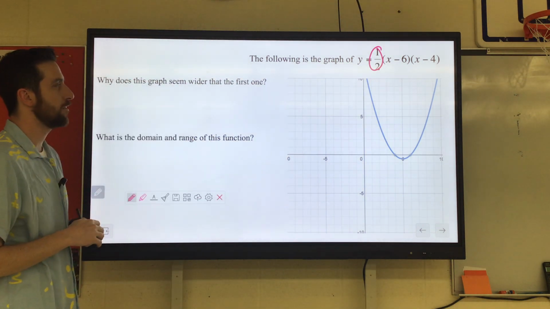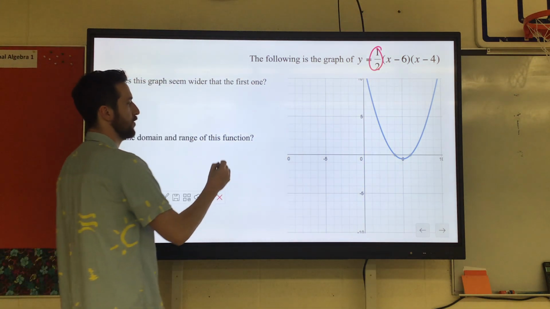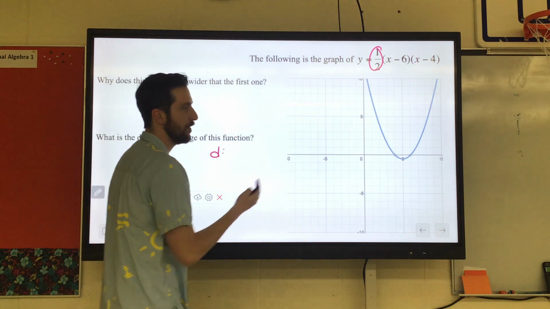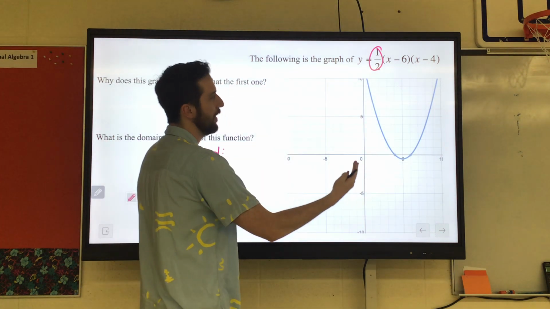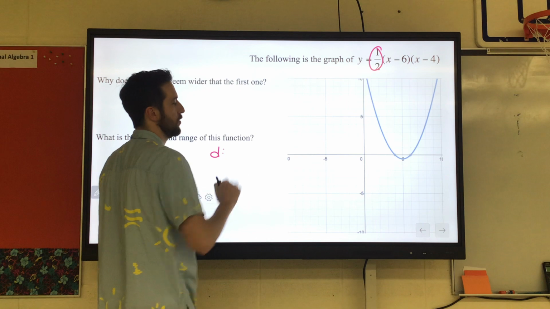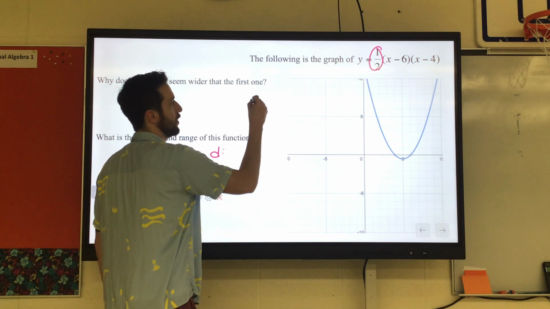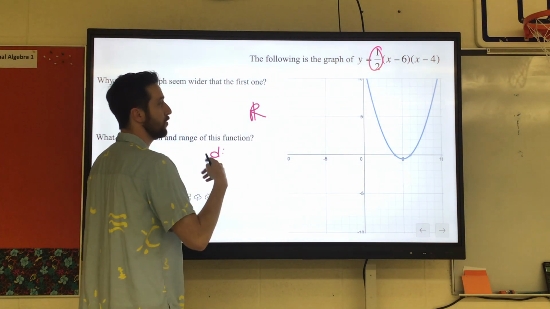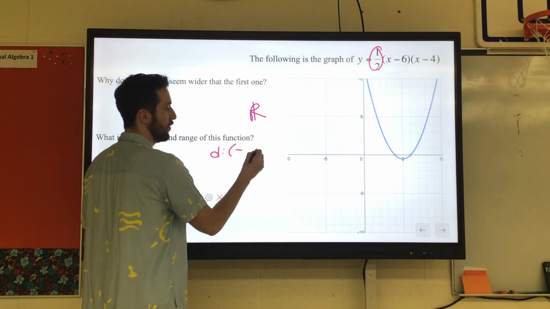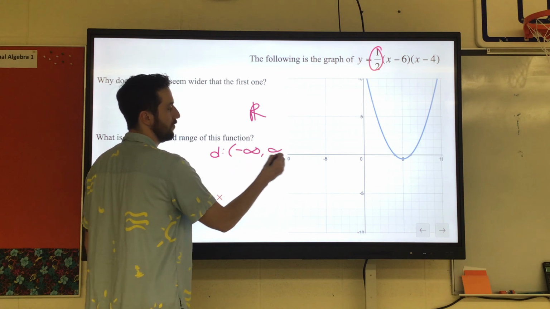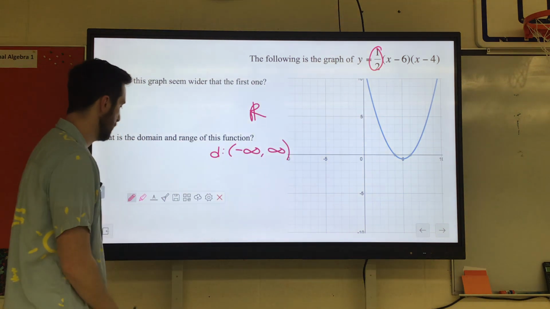What is the domain and range of this function? Well, it's a quadratic function. So domain is your left and right limit. It goes forever to the left, forever to the right. So you could write all real numbers, like the R with the line through it. Or if you're in interval notation, we'll say negative infinity to positive infinity.